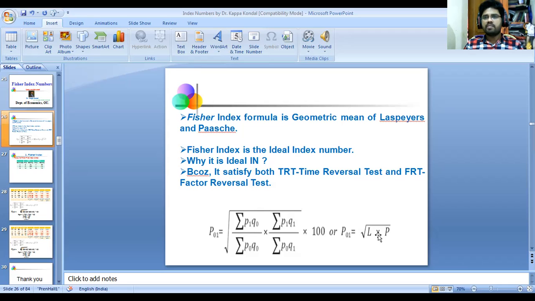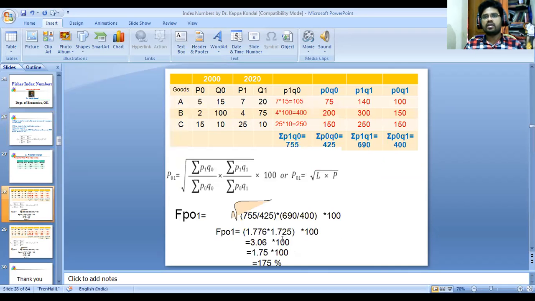Okay. So when you multiply these two, the L value and the P value, you will get 3.06, whatever we have done. Then 3.06, when you take the square root, you will get 1.75. When you multiply this L into P under root with 100, you will get the Fisher index value. There are two ways to calculate the Laspeyres and Fisher index number. So is it clear?